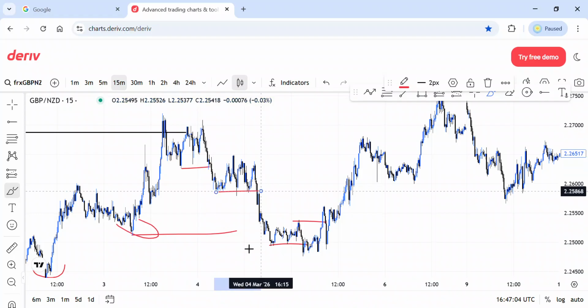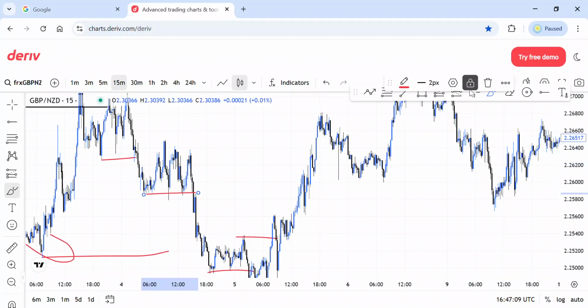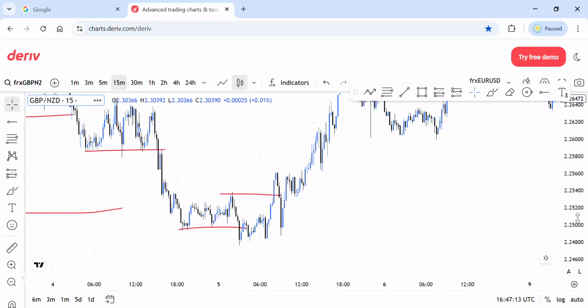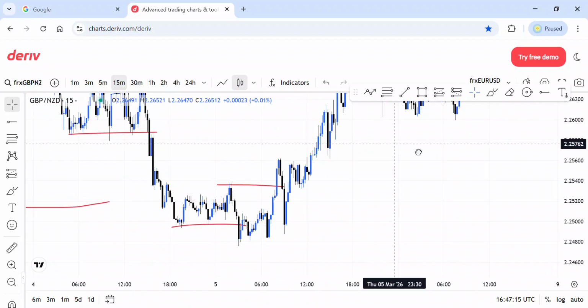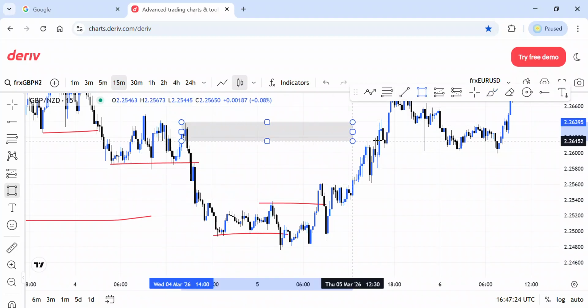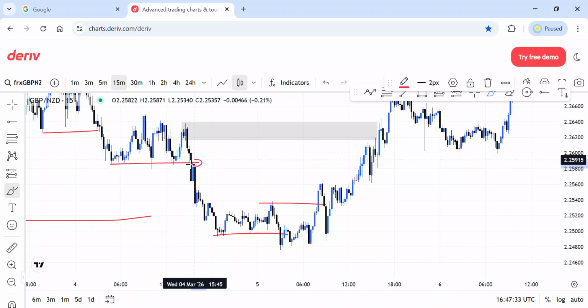Then we have a BOS to the downside. Then after that, what happened? Let me zoom a little. After that, what happened? I want to show you guys something, okay? After this BOS, we have another block here on 15 minutes. Instead of market coming back to it, market did not come back. What is market doing? Market kept on giving us a major inducement. I told you guys you need to watch the inducement video. This is a major inducement.